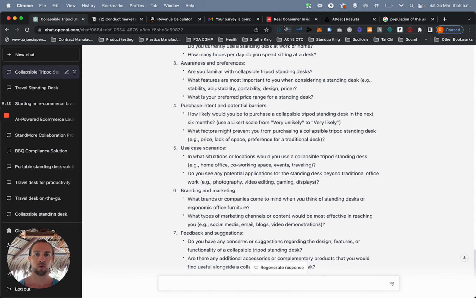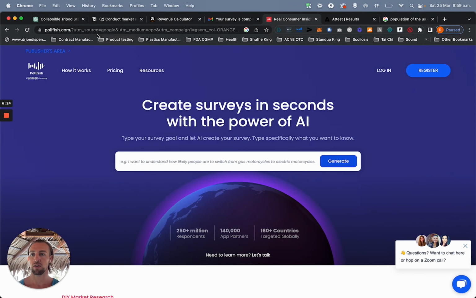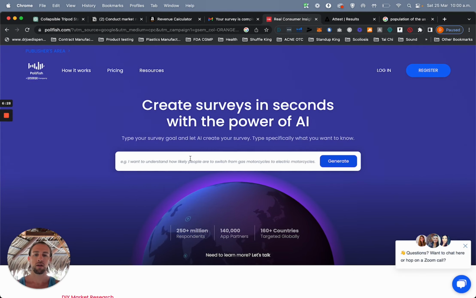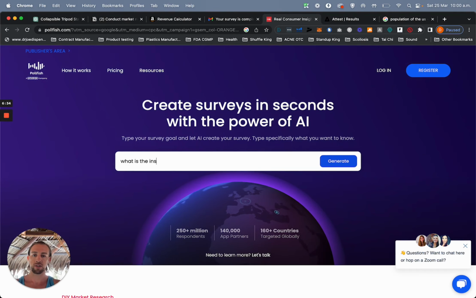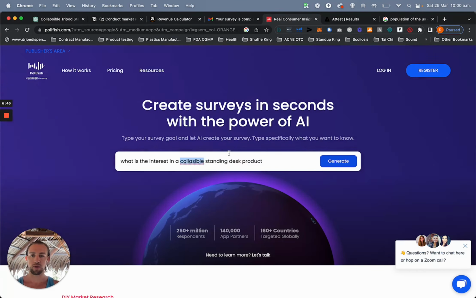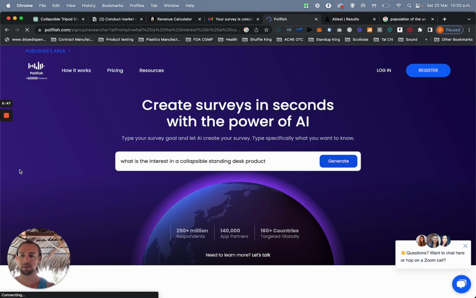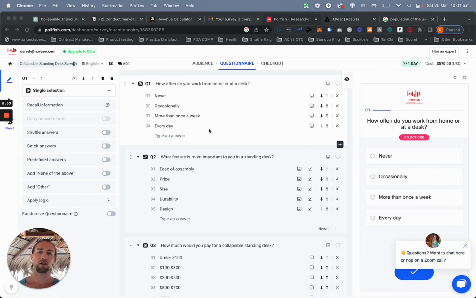Another really cool tool that I found is called Pollfish, which uses AI as well. So I'm just going to go in here. This says type your survey goal. Okay, I'm just going to say, what is the interest in a collapsible standing desk product? One reason I can never spell collapsible. Generate. Okay, so after just typing in that question, here's a survey that it automatically generated.